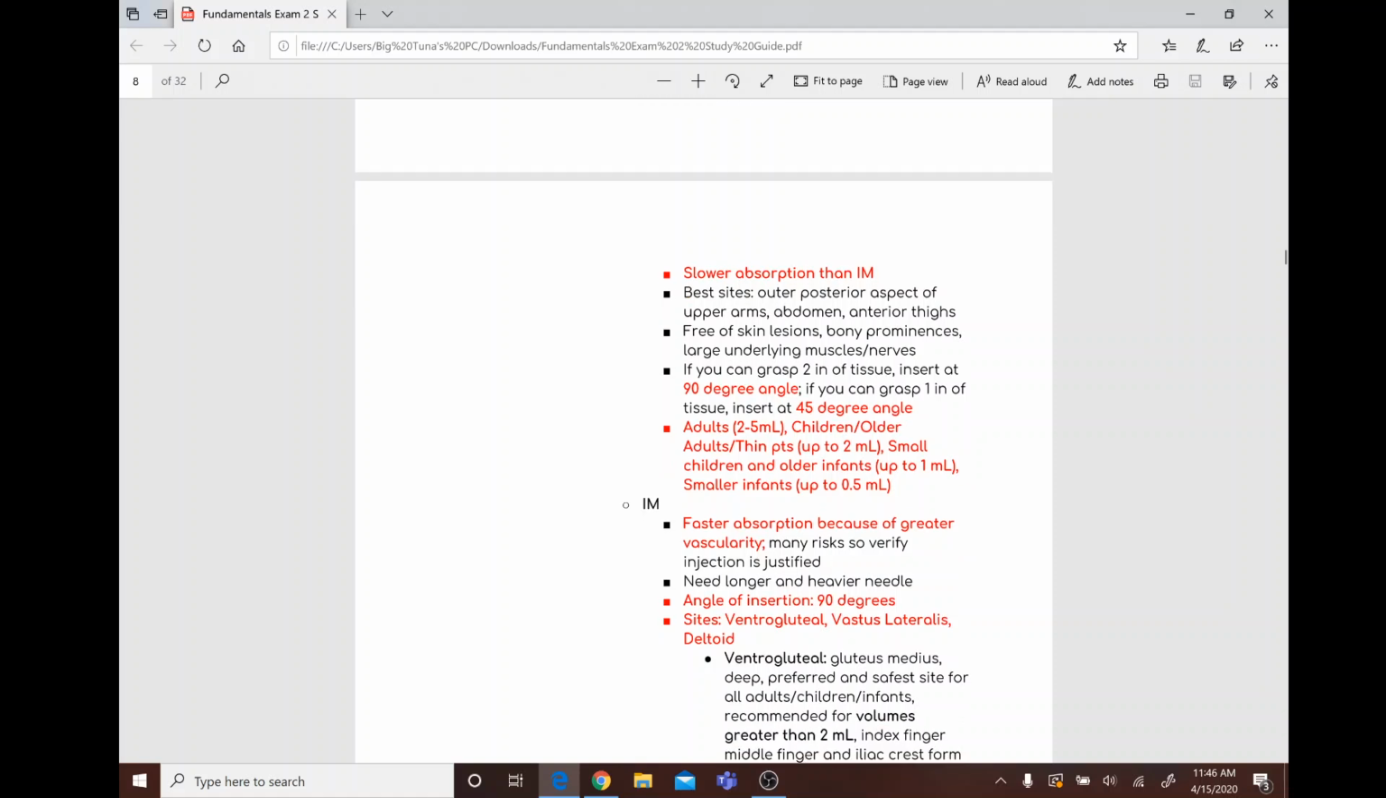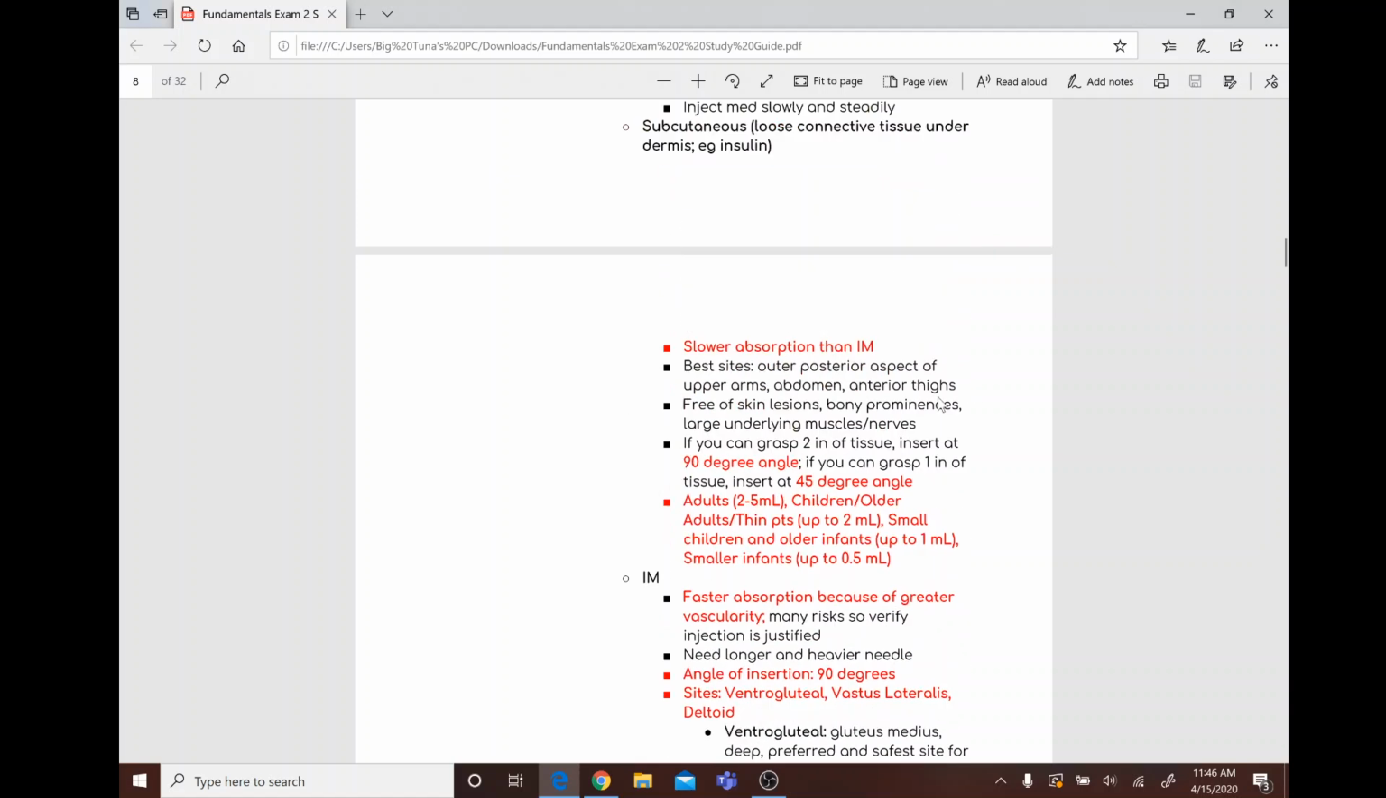degrees. Adults get 2 to 5 milliliters. Children, older adults, and thin patients, 2 milliliters. Small children and older infants, 1 milliliter, and smaller infants, 0.5 milliliters.